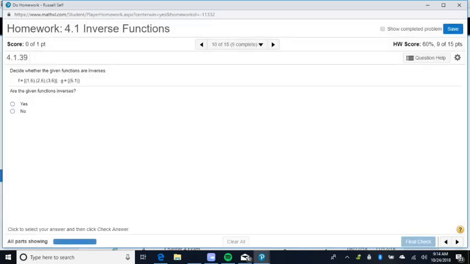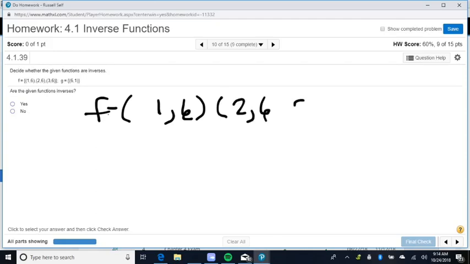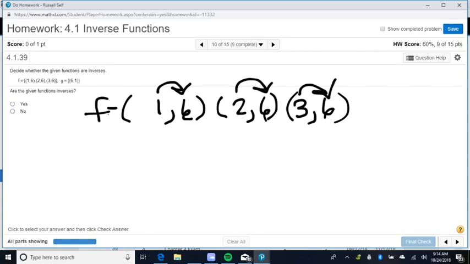So let's look. Determine whether the given functions are inverses. So what we need to do first is we need to determine if it's a function. So let's write it out. It says f equals 1, 6, 2, 6, 3, 6, and right away I'm in trouble. 1 leading to 6, 2 leading to 6, 3 leading to 6. That can't happen. This is not a function.